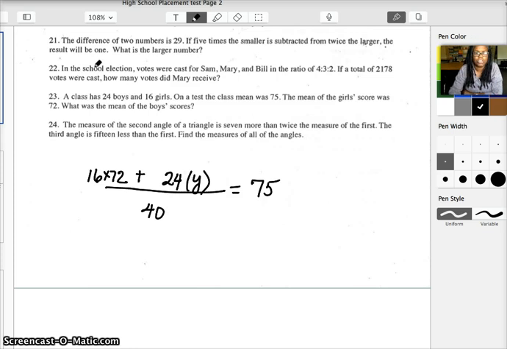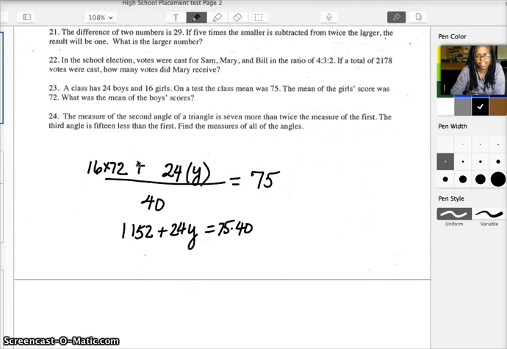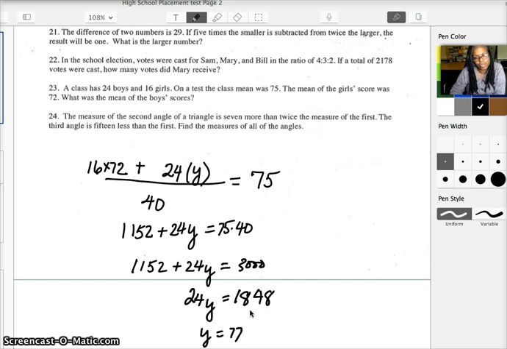So I'm just going to solve this equation. Multiplying in here and multiplying both sides by 40, we end up with this. Then we get this, and getting 24y equals 1848 yields y is equal to 77. And what did we say y was? Well, y would be the average of the boys' scores.